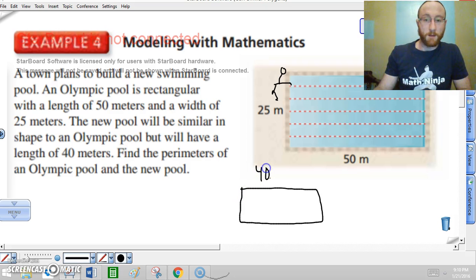And label that length 40 meters. I want to know the perimeters of the Olympic pool and the new pool. So I don't really have a lot to go on. I don't even know what this side length is. But that's okay. I don't need it.